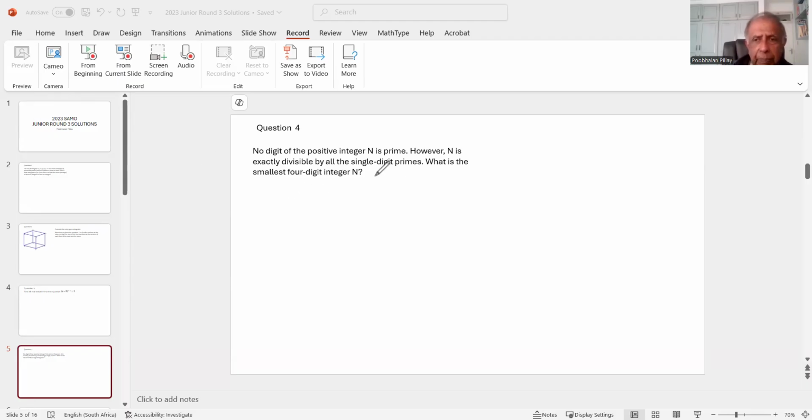Now, what are the single digit primes? Single digit primes are 2, 3, 5, and 7. 4, 6, 8, and 9 are not prime. Okay, so these are single digit primes, and they all are factors of n because n is exactly divisible by those 4. All right, so every one of them, so n, in other words, n is a common multiple.